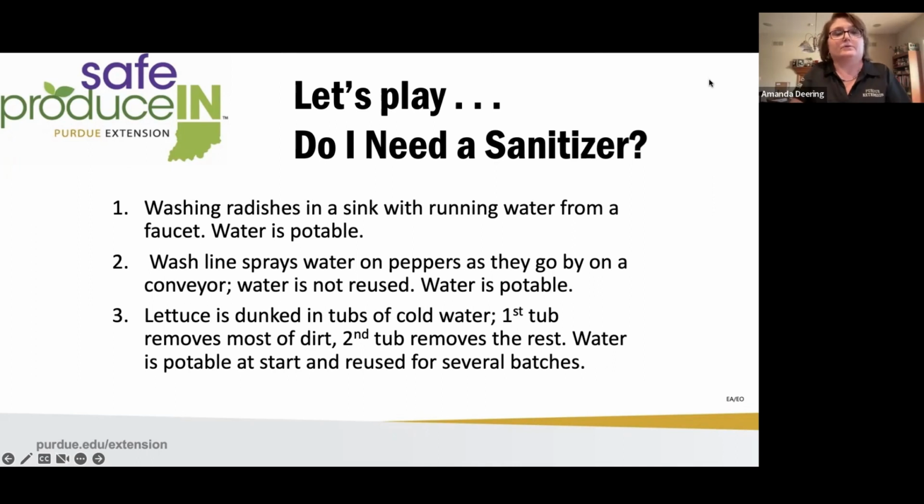Now let's go to number 3. Lettuce is dunked in tubs of cold water. The first tub removes most of the dirt. The second tub removes the rest. The water is potable at the start and reused for several batches. This is the time I would probably use one, right? Because this would be the highest risk. We're reusing that water, the bacteria coming off the surface can be in there, and we'd like to clean that up if possible.